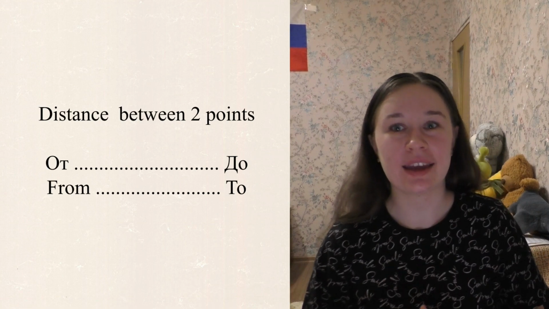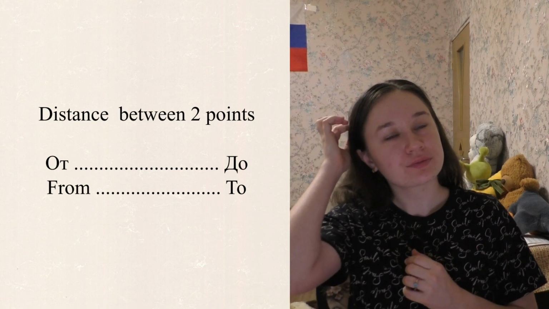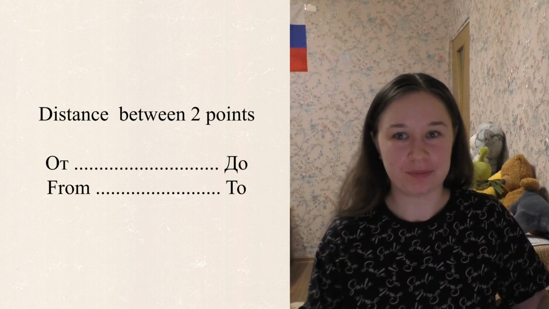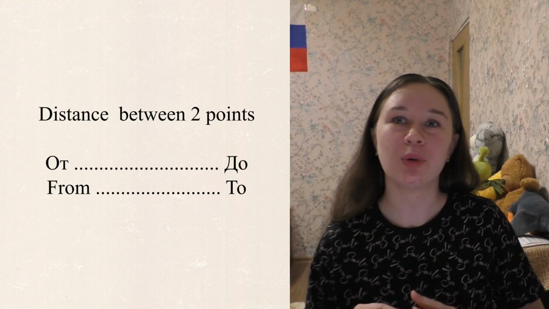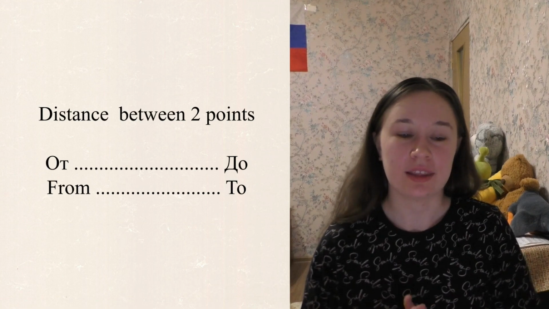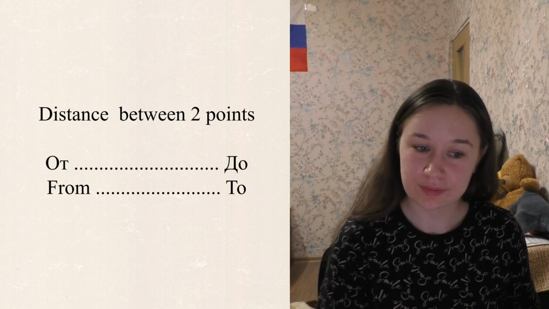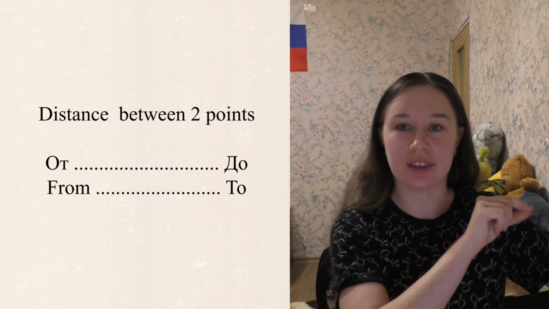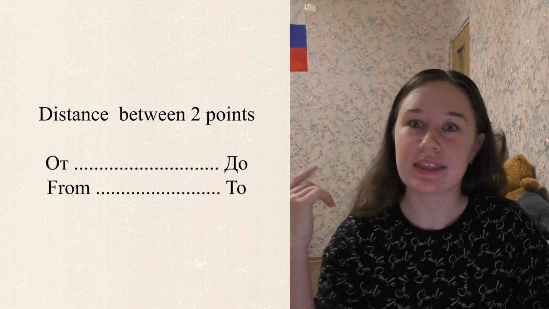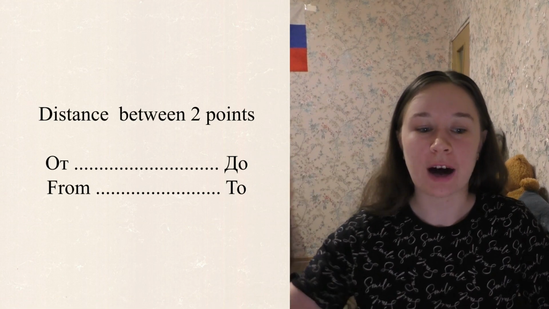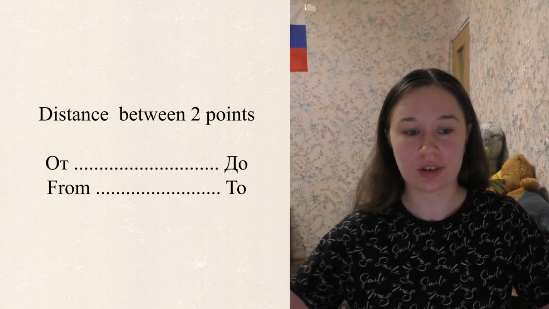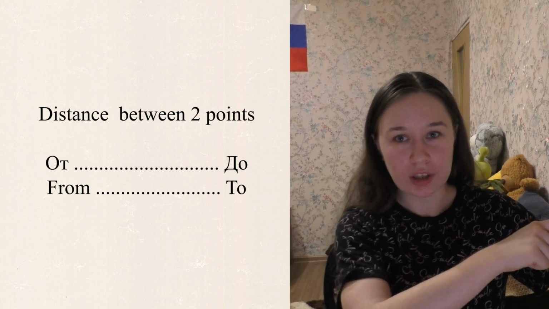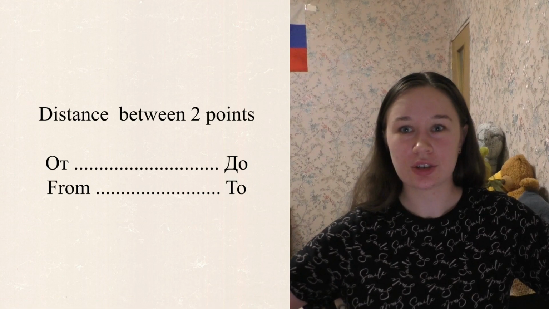The next function I forgot to mention is about distance. When you want to say that from there to there is some distance, I will use two prepositions. The first one, от. It is like starting limit, от, from this point. And another preposition about final limit or extreme point sounds like до. So, first point, от, final point, до.